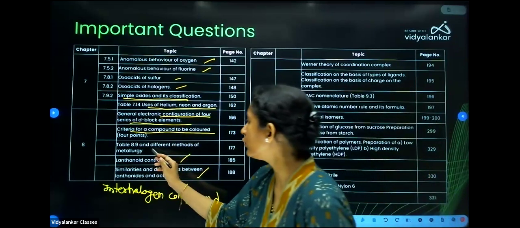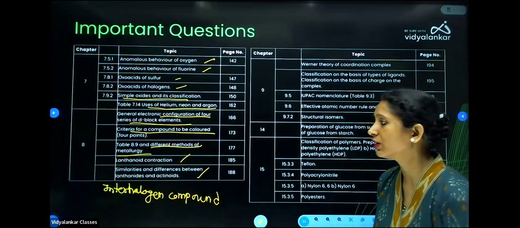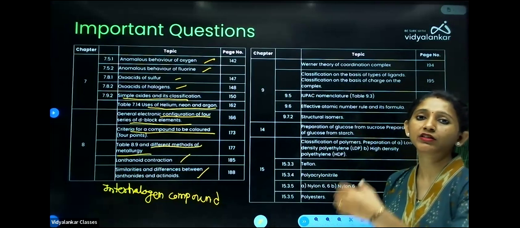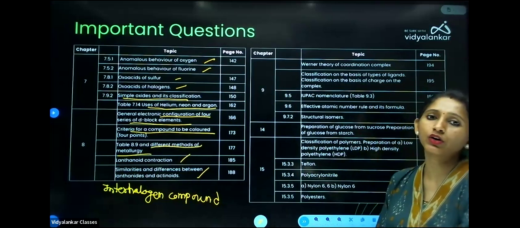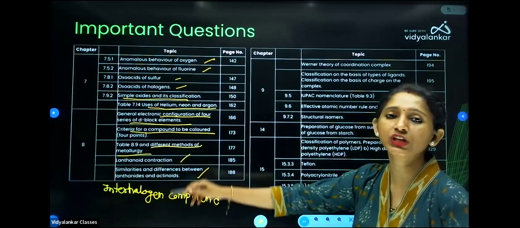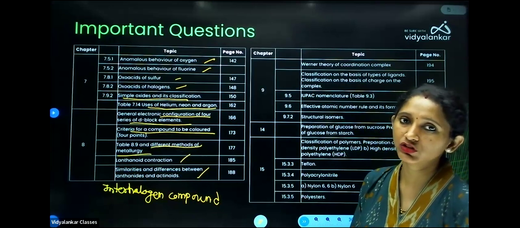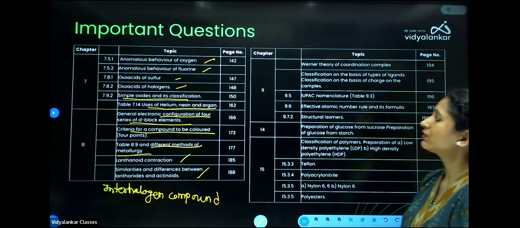After that, different methods of metallurgy. Generally, a 2 mark question comes asking what the different methods are, or to explain any one or any two of the methods from the given. So this is about chapter number 8, that is transition and inner transition elements. Let us go with the next.